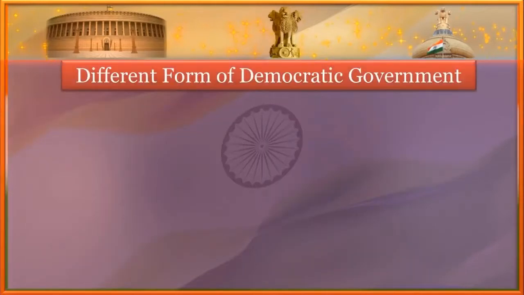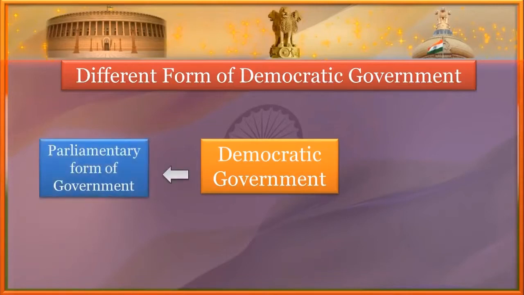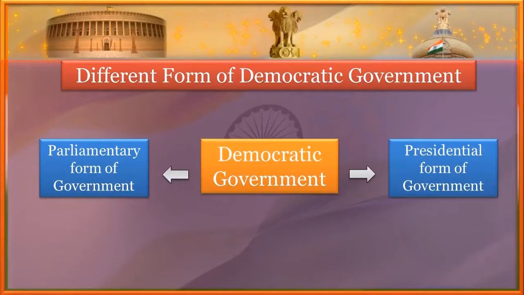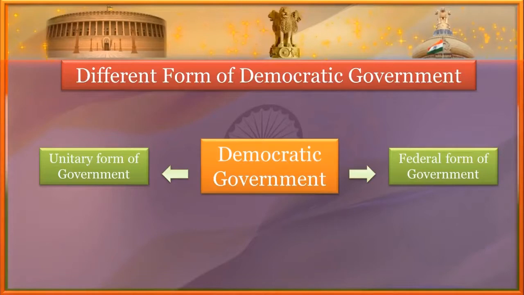Different forms of a democratic government. Democratic government in itself can be of different forms. There can be a parliamentary form of government and a presidential form of government. They can be classified in another way as well, as the unitary and federal forms of government. Let us know about the unitary and federal form of government.